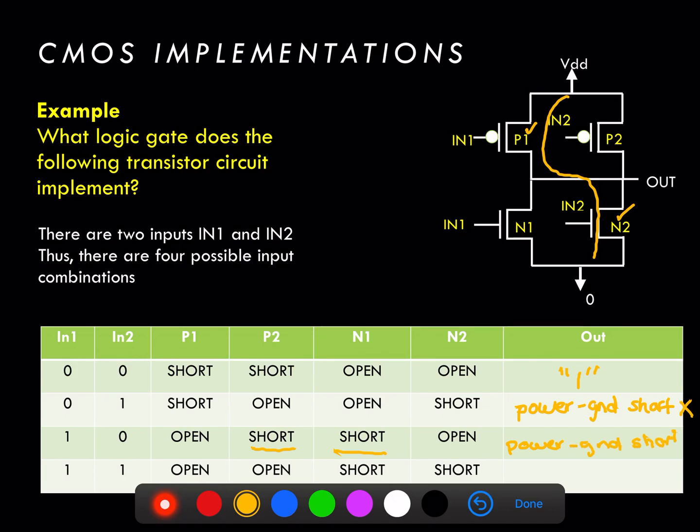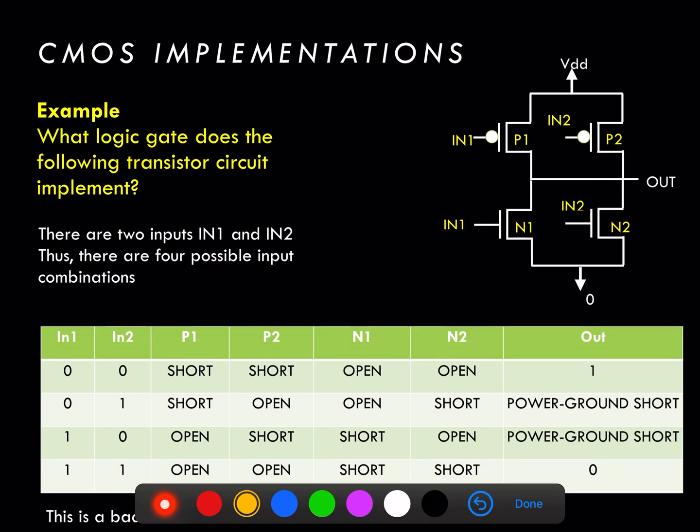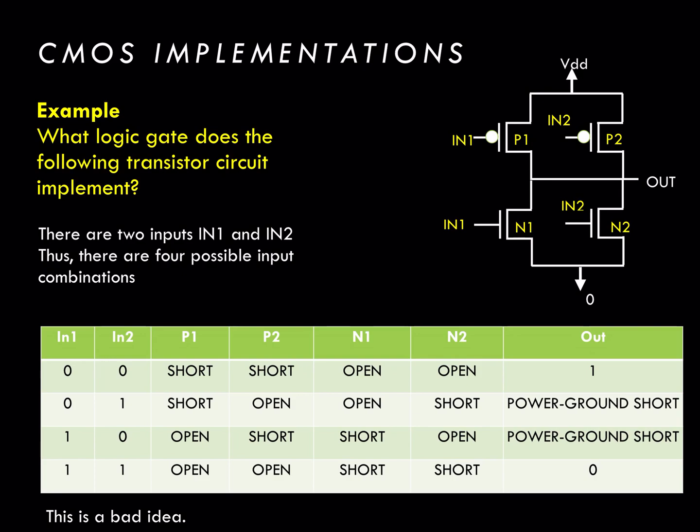In the last line of the truth table, we have 2 short circuits to ground and none to VDD because both P1 and P2 are acting as open circuits. So here we get a valid 0 at the output. But in general, what we've done here is we've created 2 power ground shorts, which are overall a bad idea, and this is an invalid design for that reason.